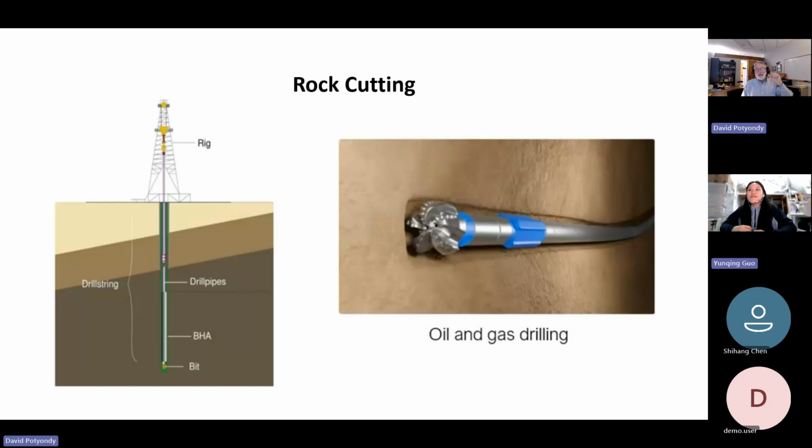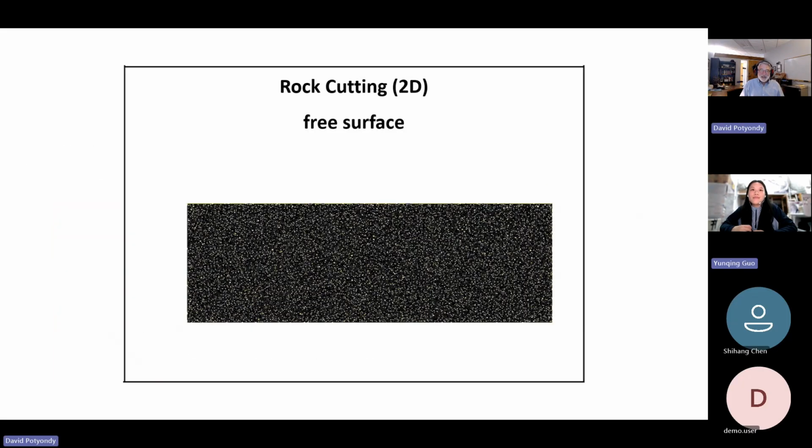So this is a PFC2D model of the first case. I say free surface. There's no pressure. This is a 2D model. So these are little discs, and there's a lot of them. That's why you can't even really see the individual ones.